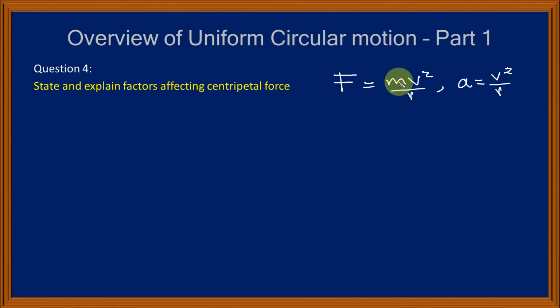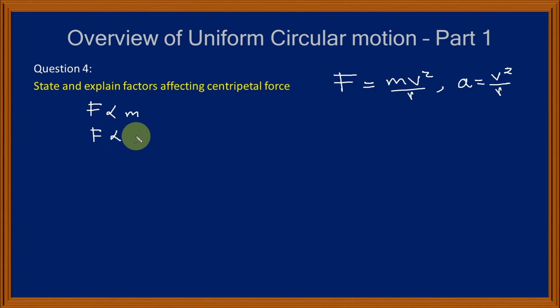Again, we are going to study each one of these and see how it comes about. So simply put, the factors which affect centripetal force are three of them: the mass of the object, the speed with which it is moving along the circular path, and the radius of the circular path. We say that the centripetal force is directly proportional to the mass.